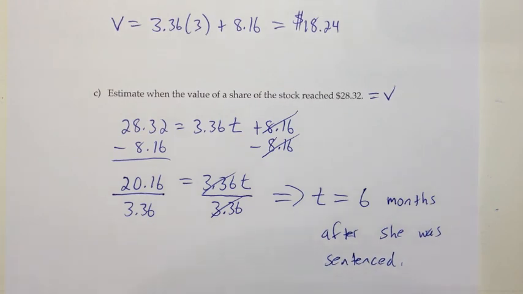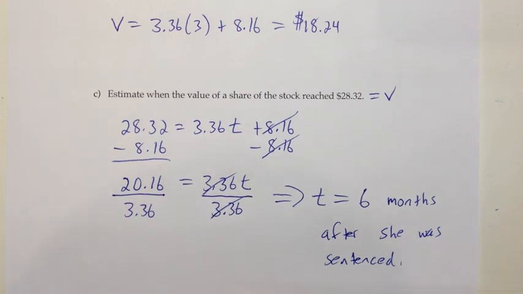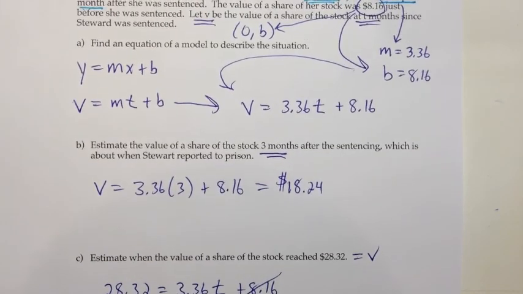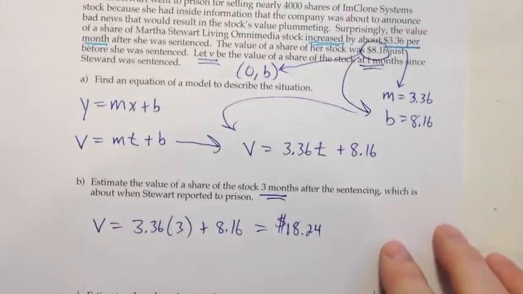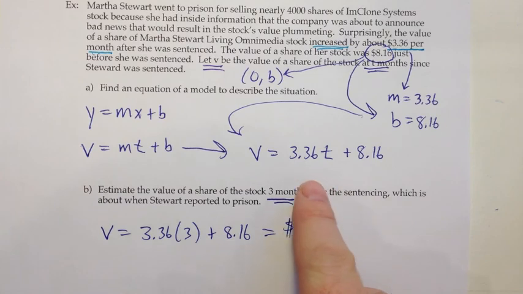Just a little bit of commentary on this problem. It's kind of interesting thing that Martha Stewart was the CEO of this company, and she gets sent to prison, and then what happens to the stock? According to the equation and the story that they tell us up here, for each additional month she was in prison, the stock price went up $3.36 each month. So that seems pretty strange when the CEO goes to jail and the value of the company goes up.